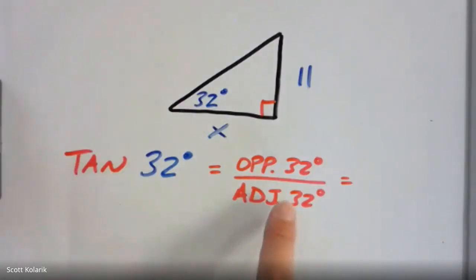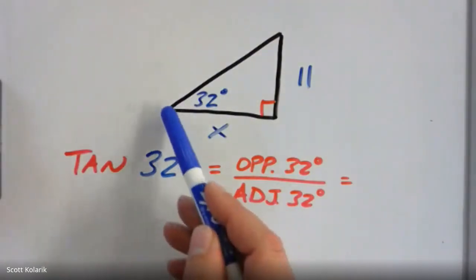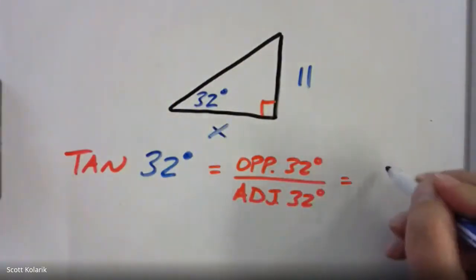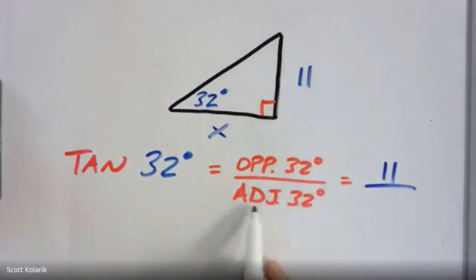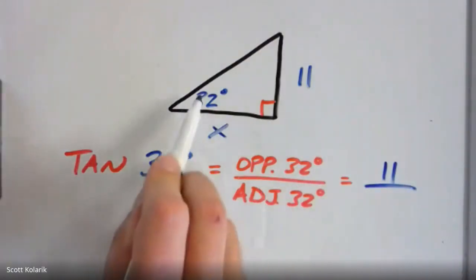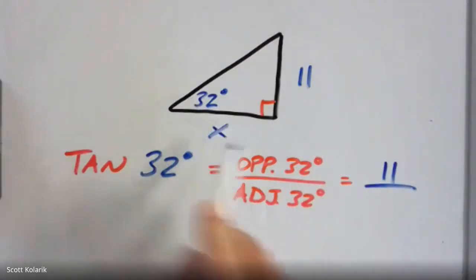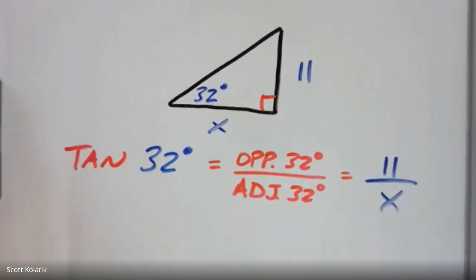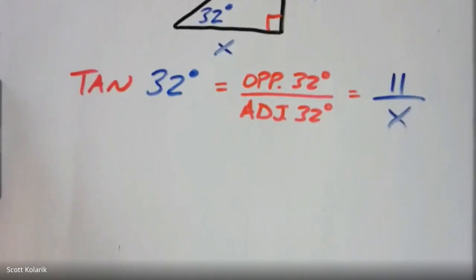When I plug in these values, the side that's opposite the 32 degrees is this 11 unit length. So that's going to be my numerator. And it's going to be over the side that's adjacent to the 32 degrees, or next to it. This is my unknown, so that's where x is going to go. So fundamentally, my equation here is going to be tangent of 32 degrees is equal to 11 over x.